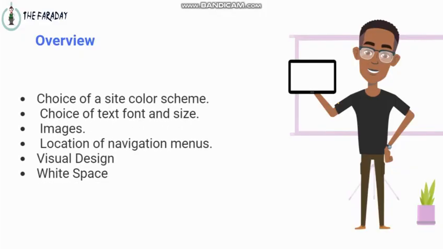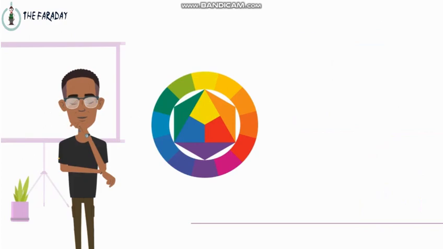Now, when setting out to design a website, we have plenty of decisions to make. These standard web design principles offer us some guidance on key aspects we need to focus on. Today, we'll be going through 7 of those web design principle elements, namely choosing our color scheme, text font and sizes, images, navigation menus, visual design, and white space.